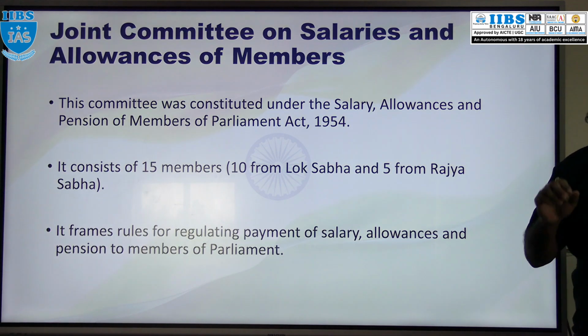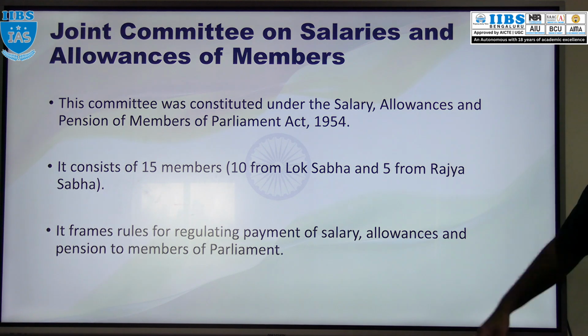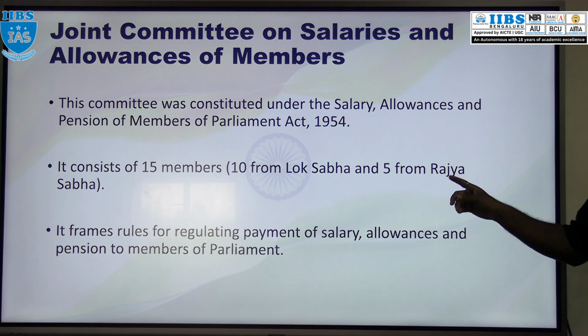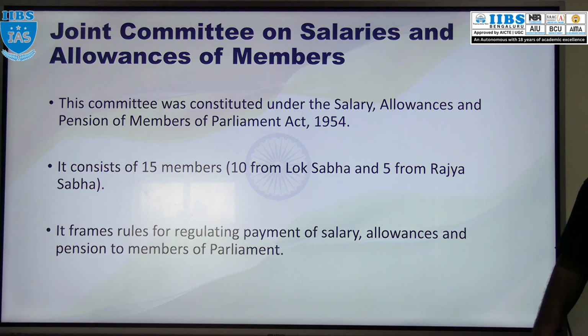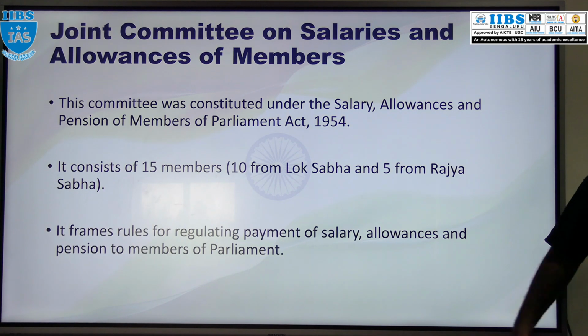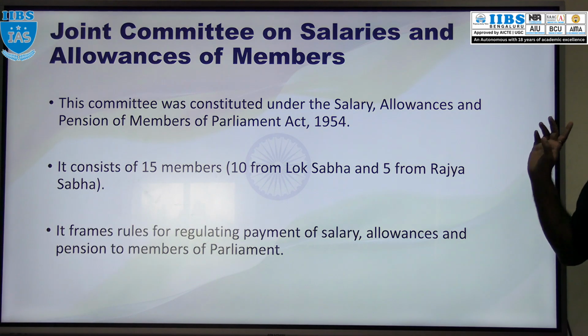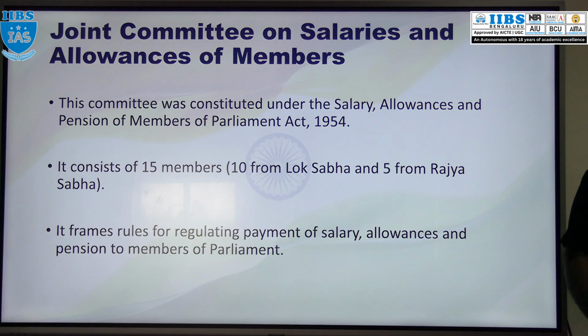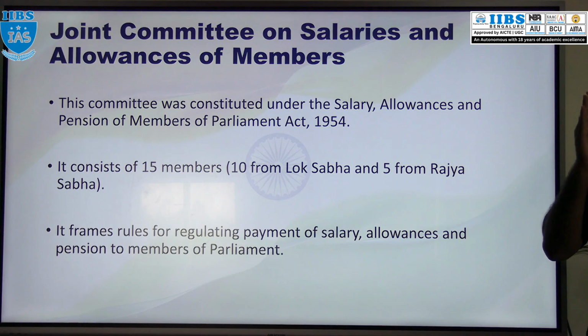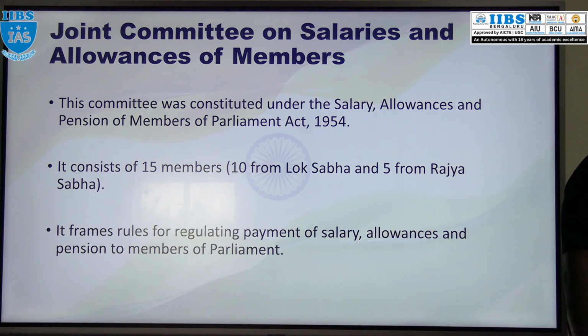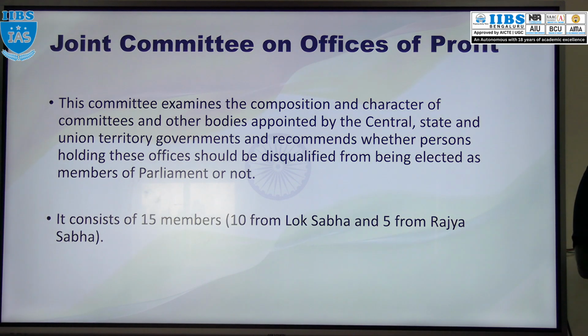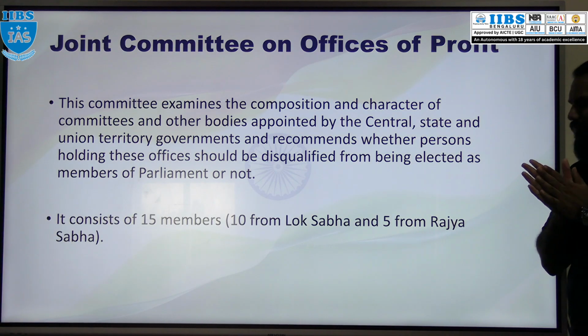What will this committee do? This committee will prepare the rules for regulating the payment of salary, allowances and pension to members of parliament. Rules and regulations related to salary, allowances as well as pensions will be framed by this committee. The next, Joint Committee on Office of Profit.